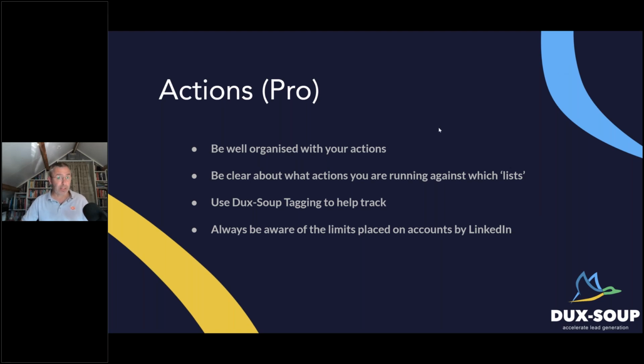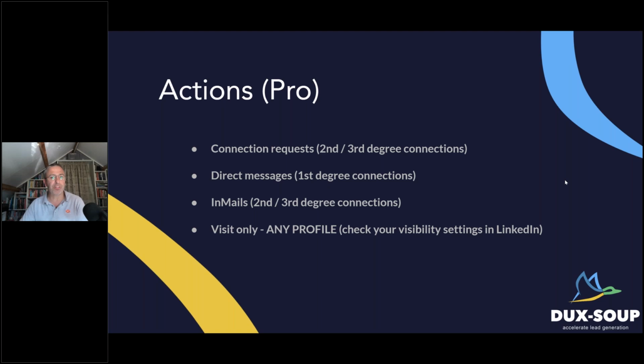So that's the actions with Pro. If we think about the actions that we can carry out with Pro, the primary ones: sending a connection request, we can do that to second and third degree connections. Direct messages, first degree connections. You find a list of first degree connections and send them a direct message. InMails, of course, second and third degree connections. Visit only, any profile you like. It will trigger a notification as long as you've got your visibility settings set correctly.